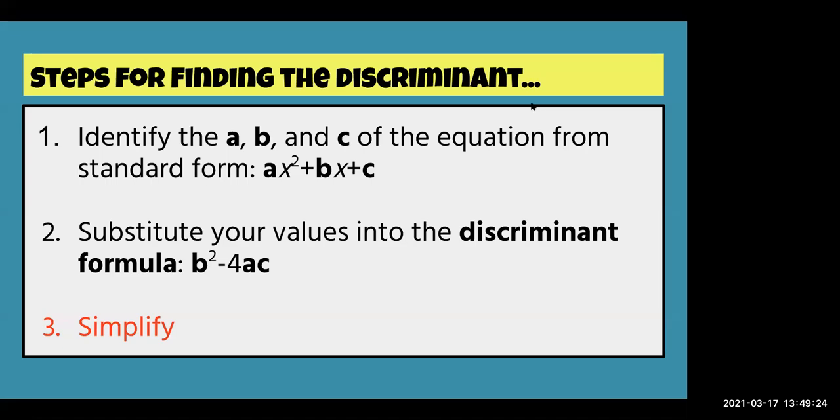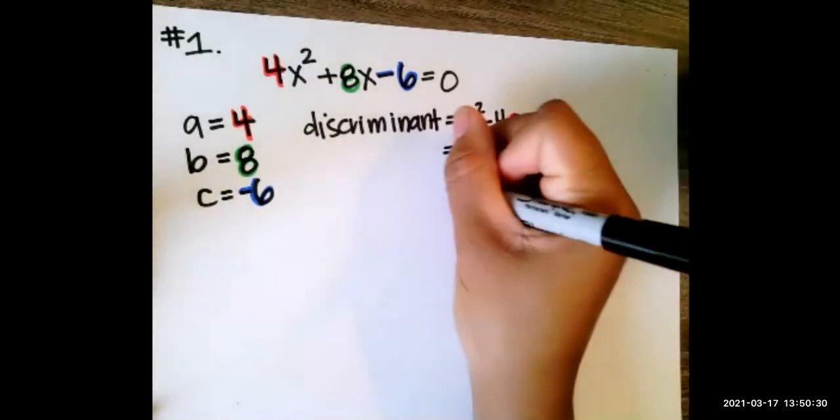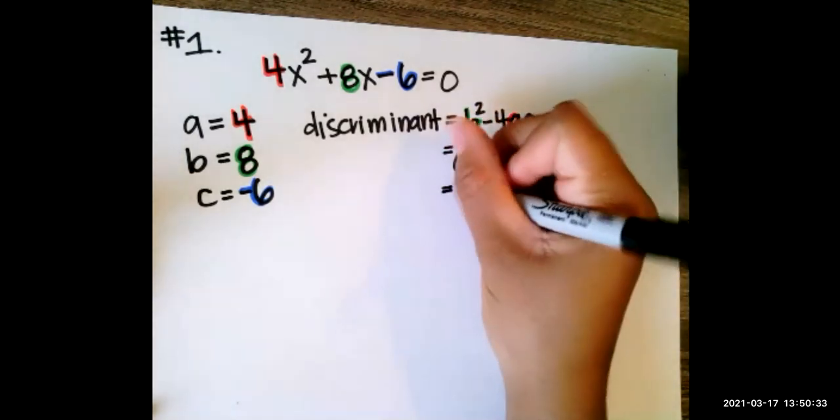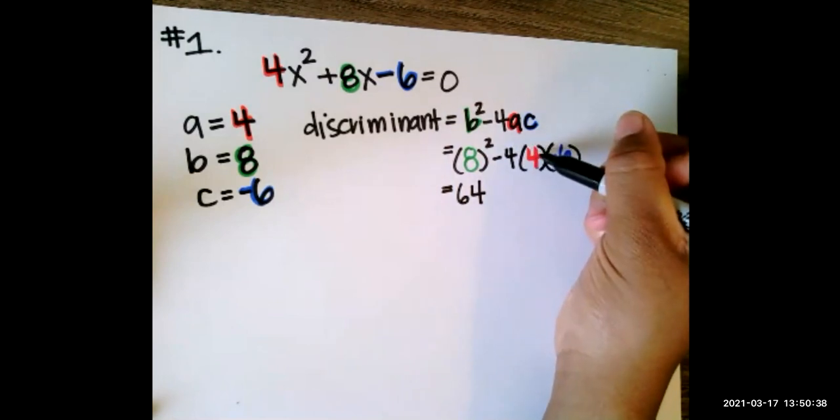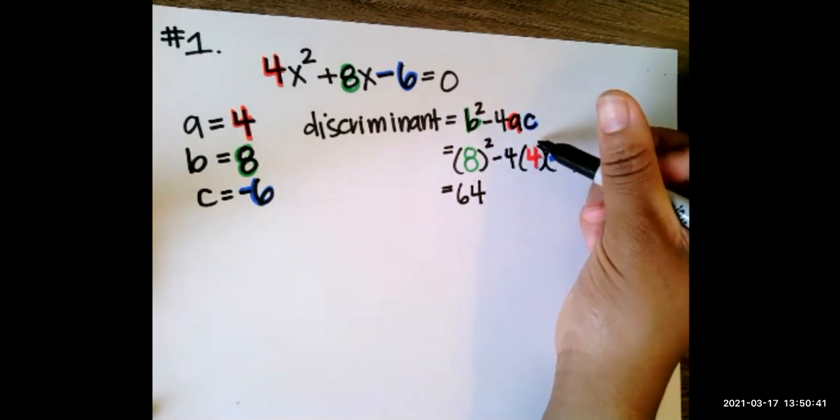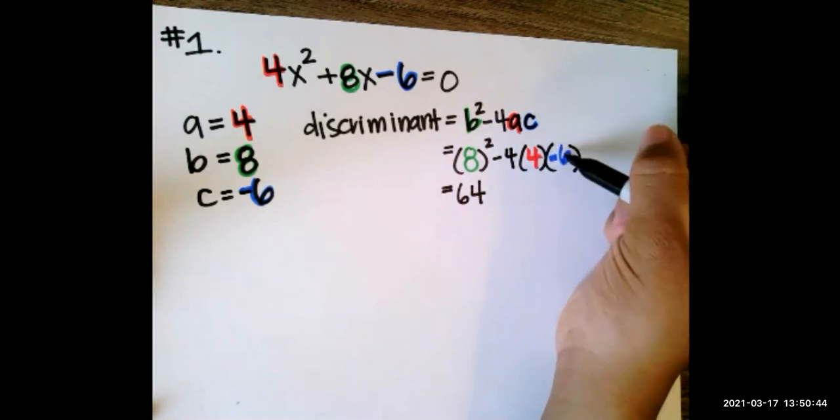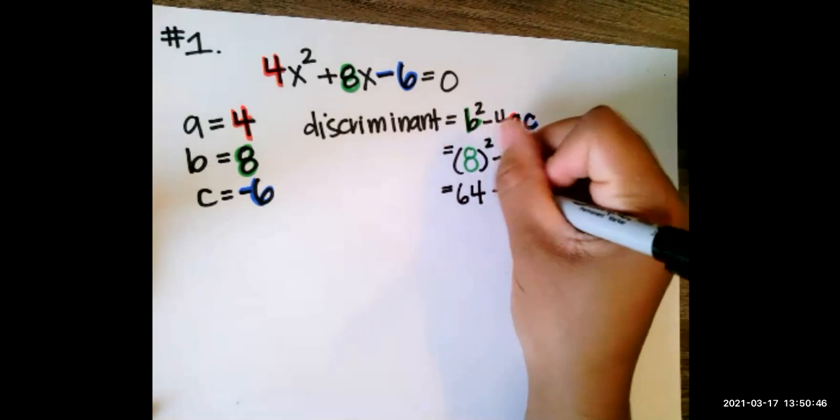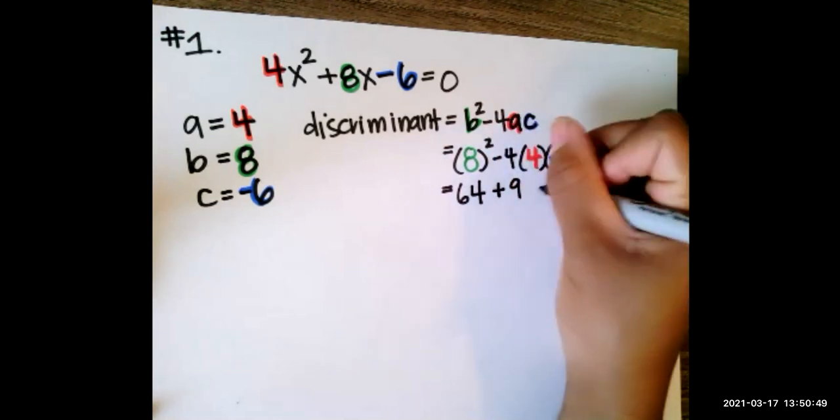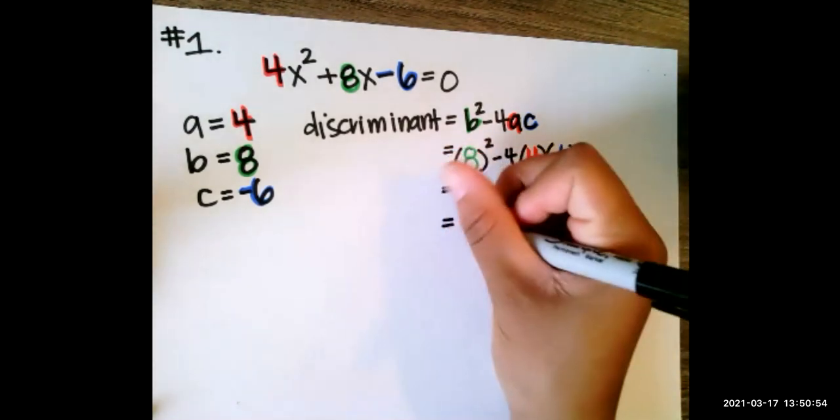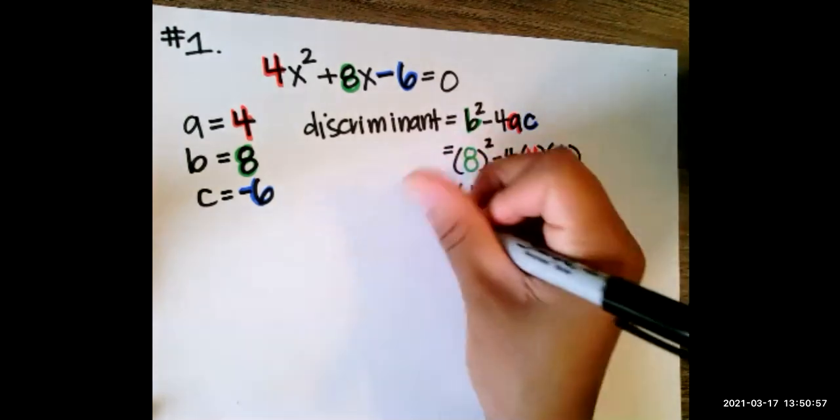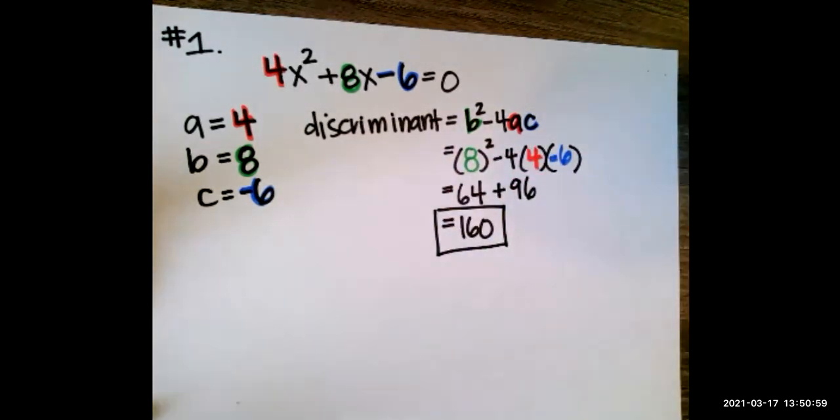The last step is to simplify to find the discriminant. Eight squared is 64. Negative 4 times 4 is negative 16. Negative 16 times negative 6 is positive 96. 64 plus 96 is 160. 160 is my discriminant.